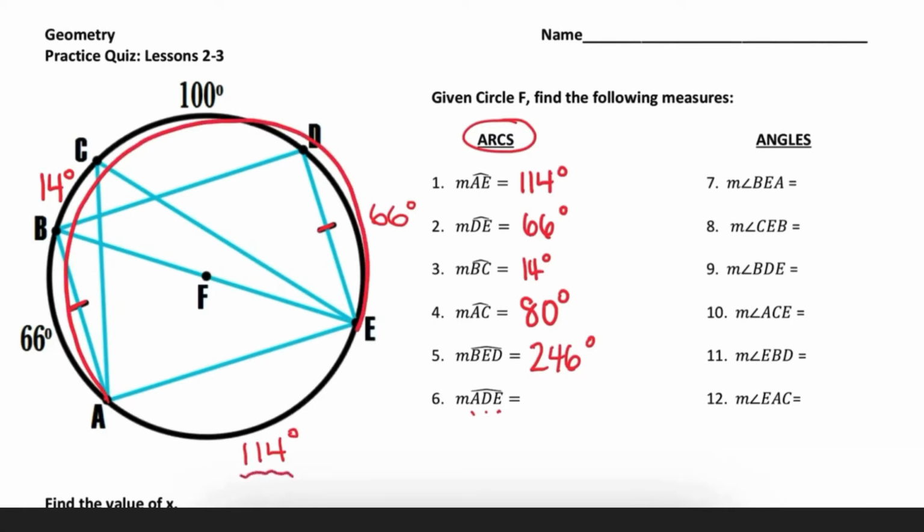That's the entire circle except for the 144. Or we could just add up all of those arcs going around. Shortcut: 360 minus the part that we're not including. That one's actually 246 as well.